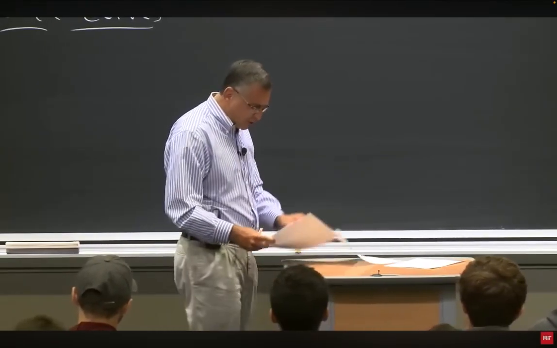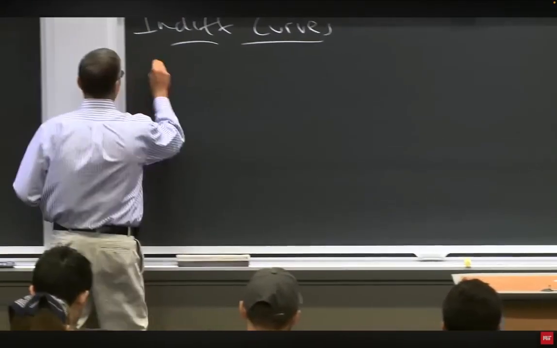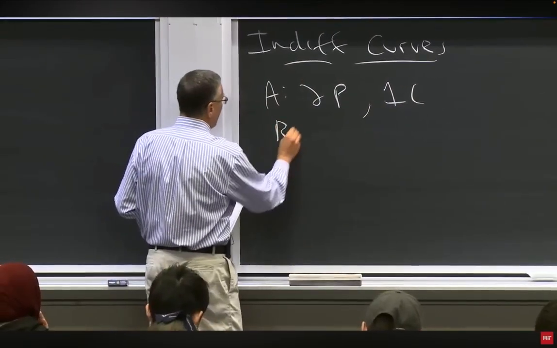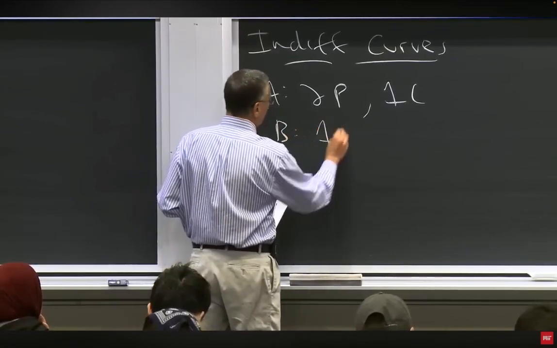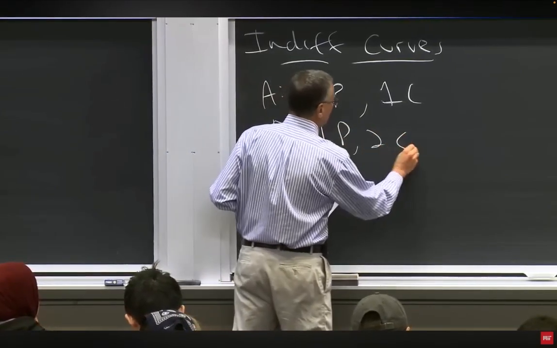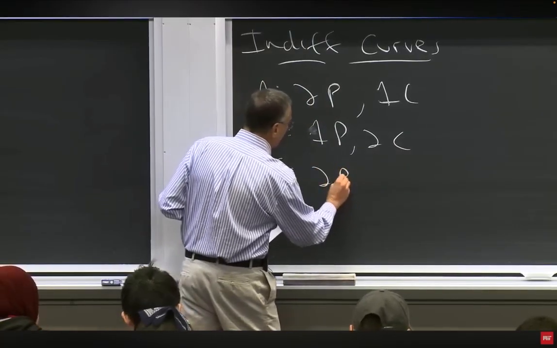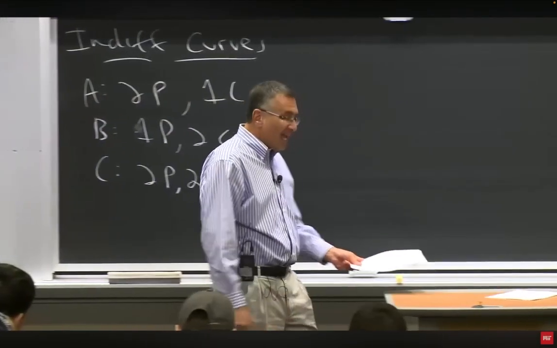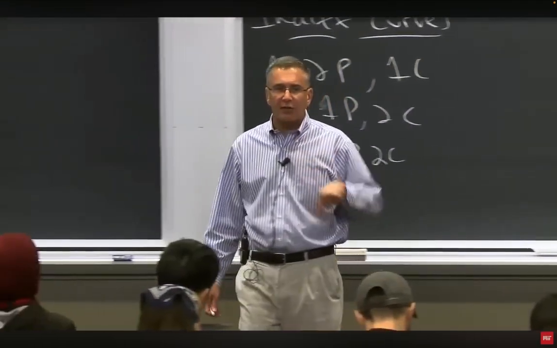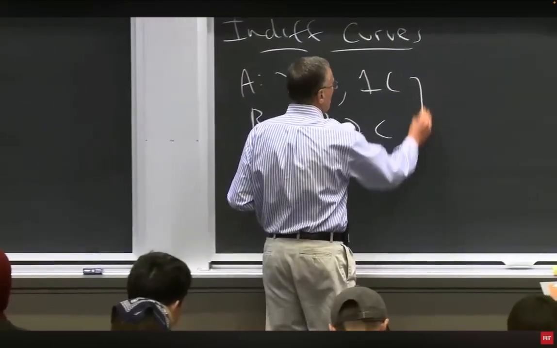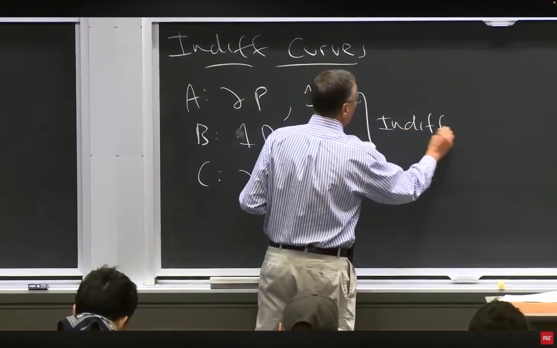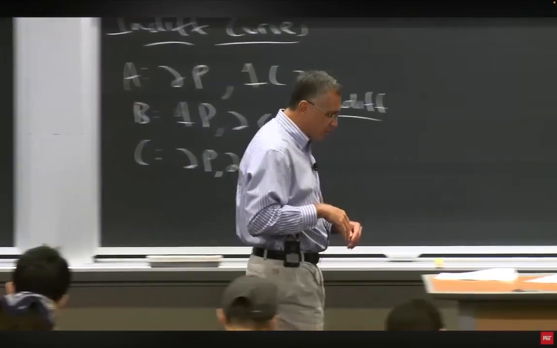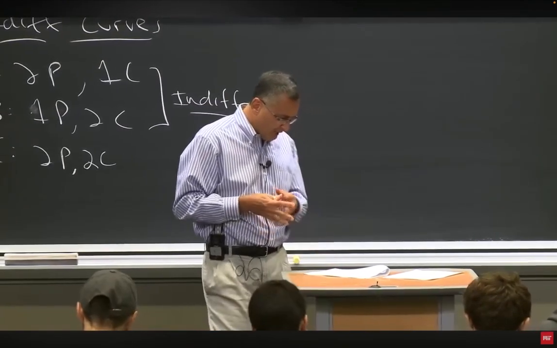Okay? Now consider three choices. Choice A is 2 pizzas and 1 cookie. Choice B is 1 pizza and 2 cookies. And choice C is 2 pizzas, 2 cookies. Okay, those are the three packages I want to compare. And I'm going to assume, and I'll mathematically rationalize in a few minutes, but for now I'm going to assume you are indifferent between these two packages. I'm going to assume you're equally happy with 2 slices of pizza and 1 cookie, or 2 cookies and 1 slice of pizza. Okay? I'm going to assume that.